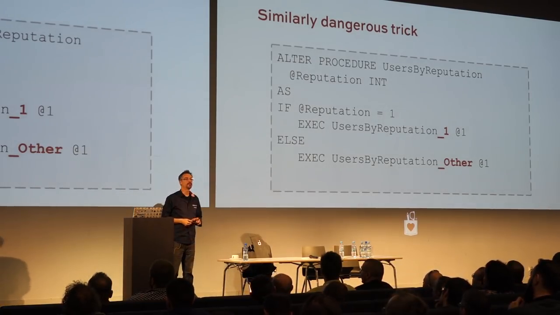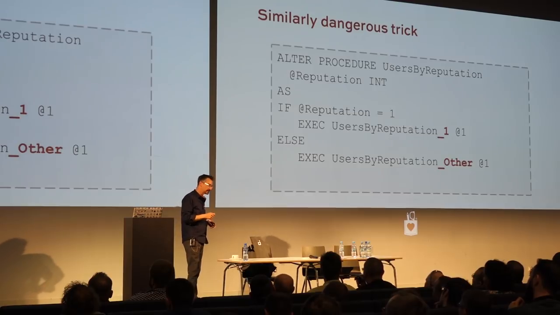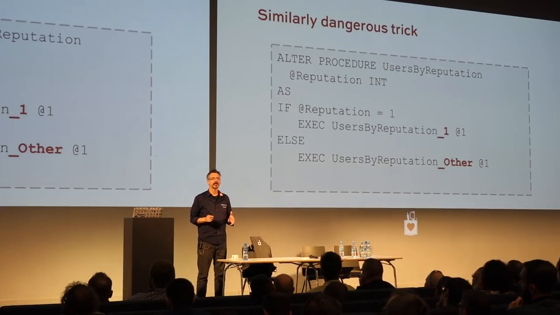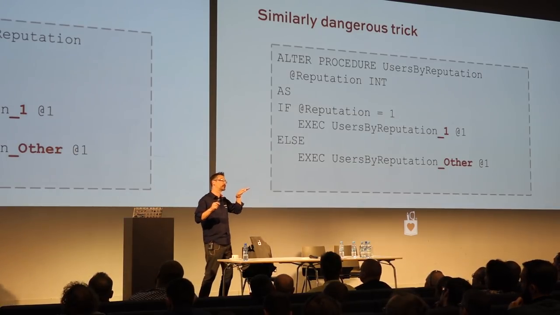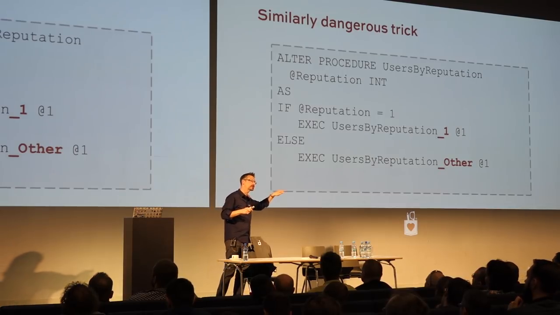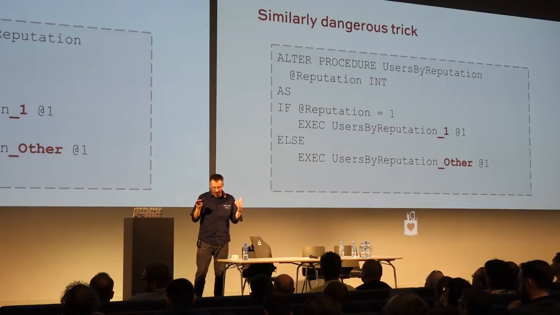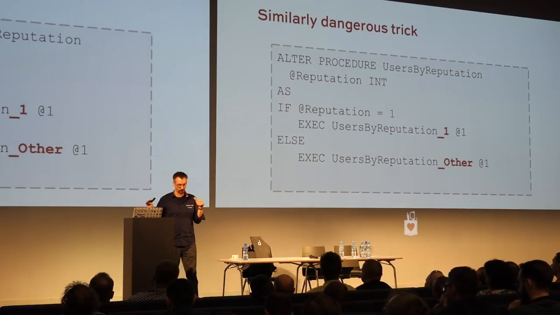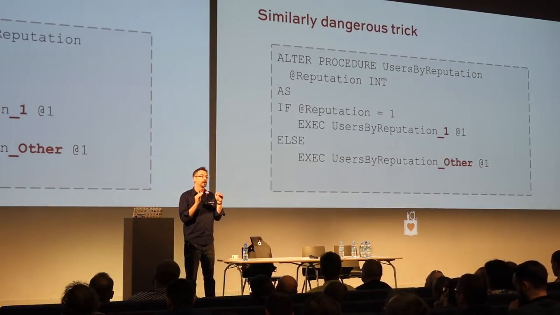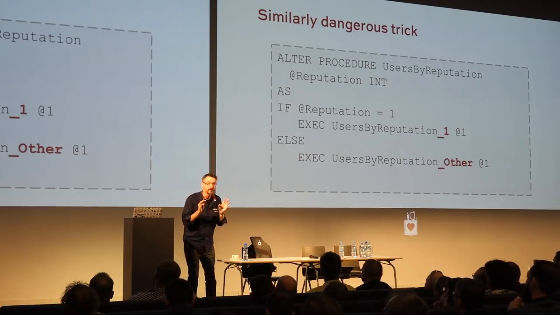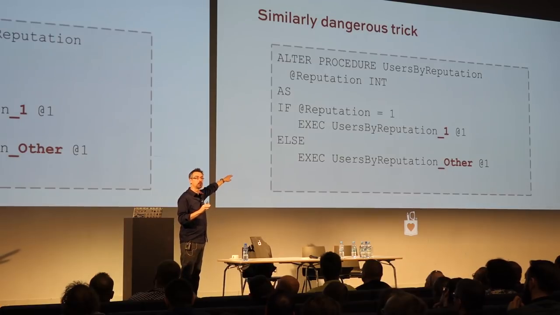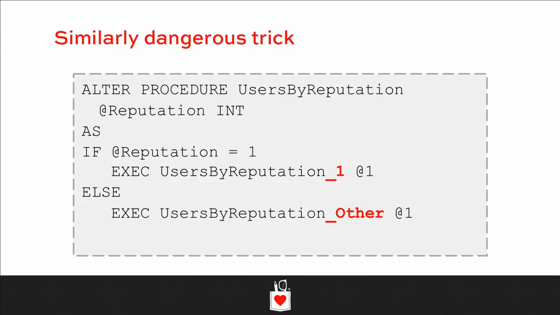I can put branching logic inside my code. I can say, if reputation equals one, go run this stored procedure. Otherwise, if the value is anything else, go run this other stored procedure. But you'll notice these have to be stored procedures. They can't just be SQL inside here, because if this was just a simple select up in here, whoop, I got a point over at the other side.